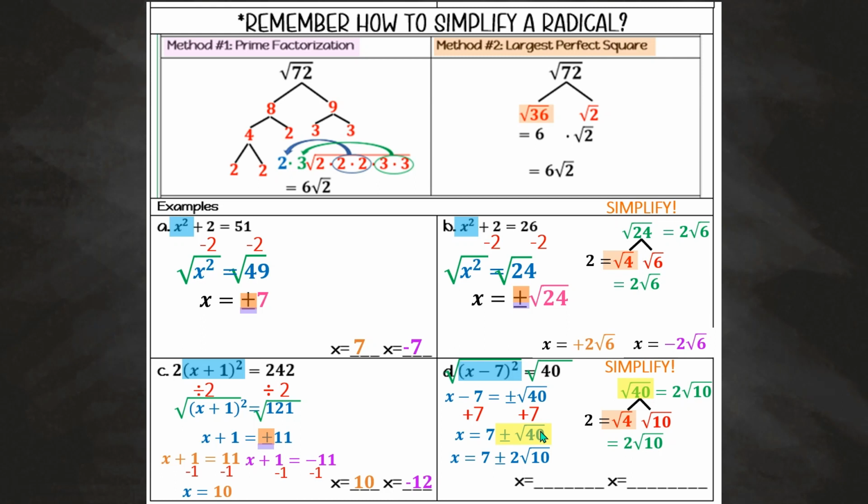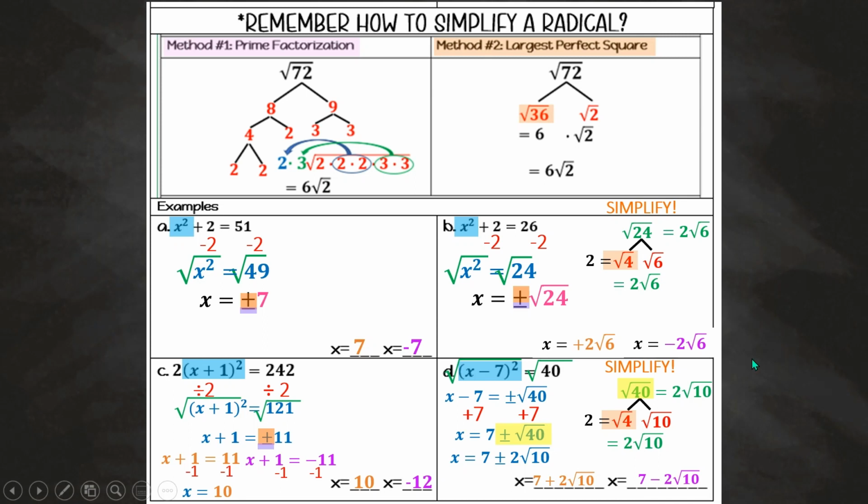Okay, so x is equal to 7 plus or minus 2 square roots of 10, or I would write it separately as 7 plus 2 square roots of 10, or x could equal 7 minus 2 square roots of 10. Be careful and keep track where that plus and minus are located.